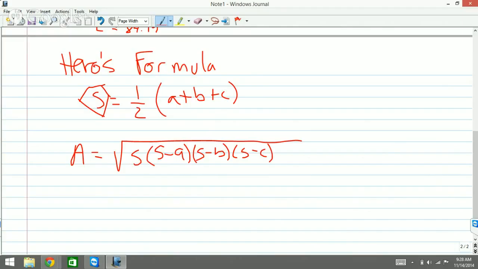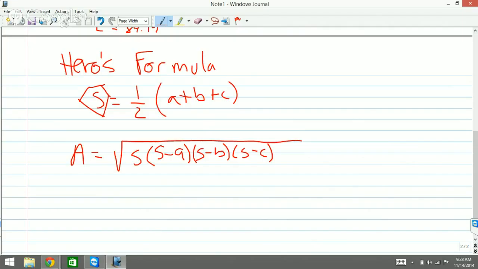So you have to calculate S first. It's half of A plus B plus C. Then you have to plug all of them into the formula. If you have 3 side lengths, any triangle, this always works. S times S minus A times S minus B times S minus C. That'll give you the area of that triangle when you have 3 side lengths.